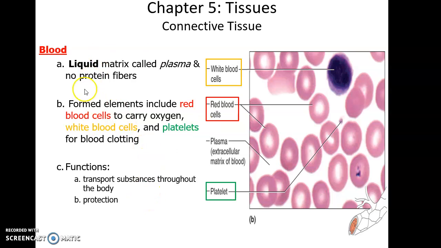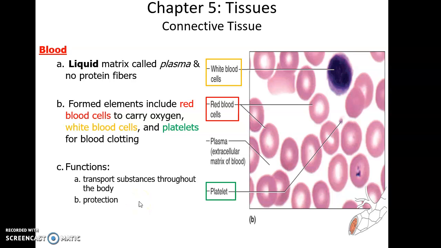Blood. Blood is the liquid connective tissue. It has a liquid matrix called plasma. There are no protein fibers in the blood normally. Within the blood, you have red blood cells that carry oxygen. You have white blood cells for the immune response, and platelets to aid in blood clotting. So there's a teeny tiny platelet. Here's some red blood cells, and there's a white blood cell.